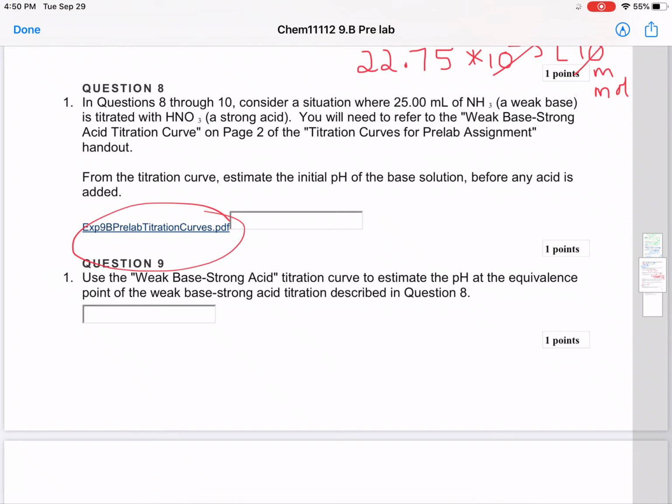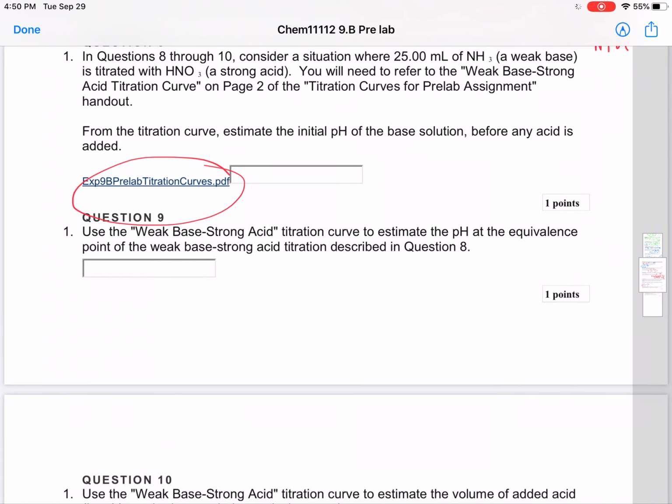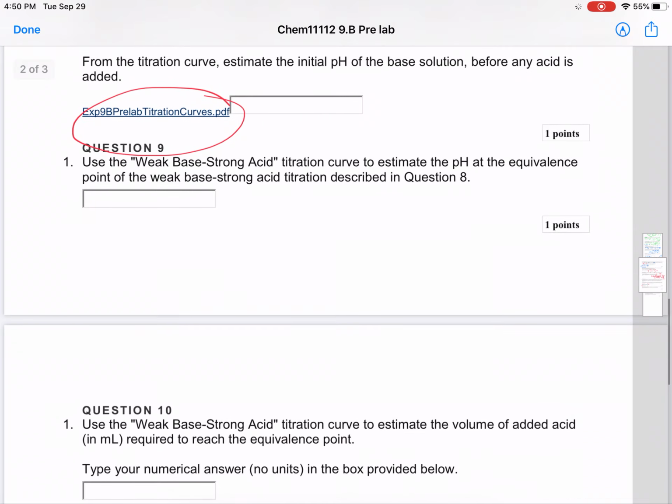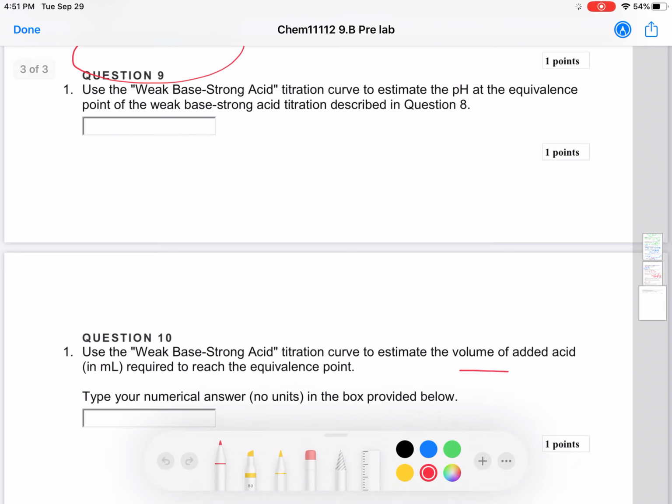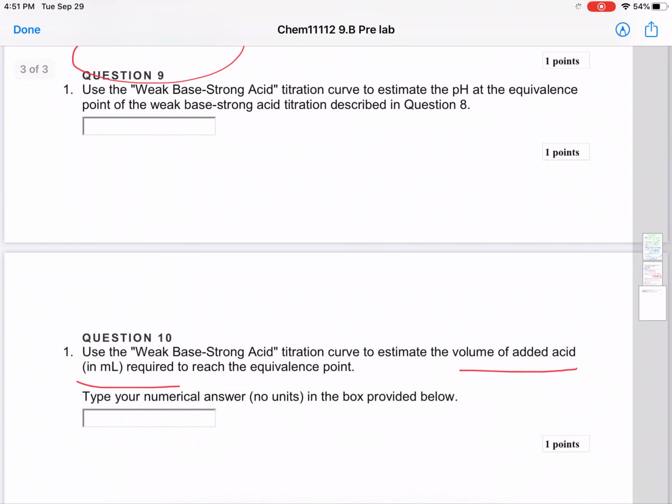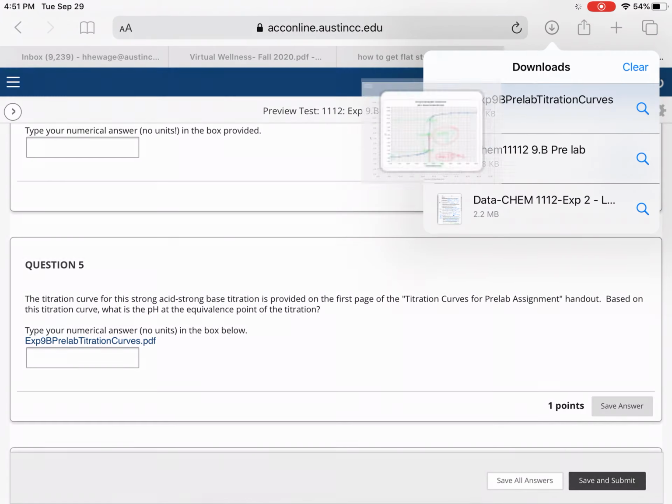estimate the pH. I showed you how to do that, and then titration curve, estimate the pH at the equivalence point. We didn't do that. Let's go back and do that. And then the question 10, estimate the volume of added acid. I showed you how to find the volume of the acid added, okay, by drawing a line to the x-axis, but I forgot to show you how to calculate the equivalence point. Let's do that over here.